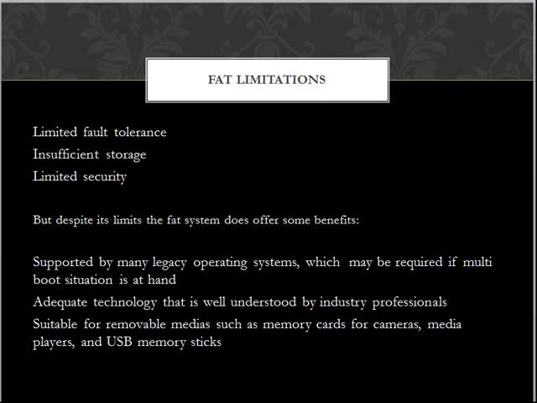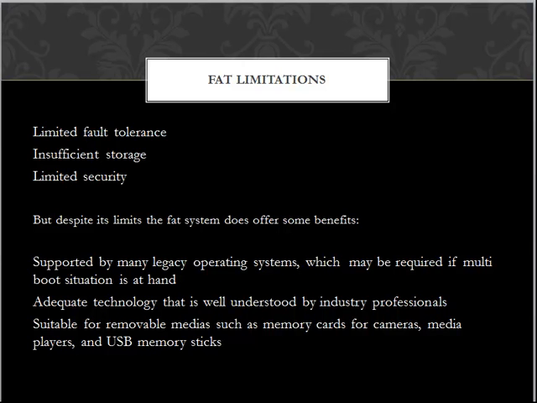FAT limitations. It has limited fault tolerance and insufficient storage. You can't just store huge files on FAT; you need NTFS for that. And limited security. You're not able to really get permissions and encrypt the data.